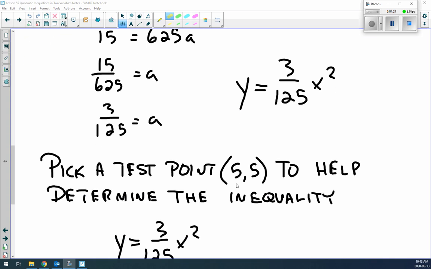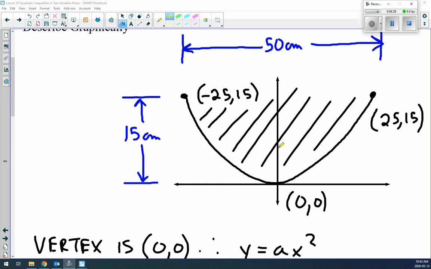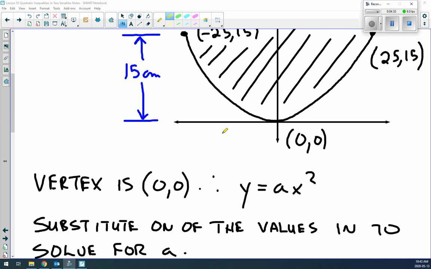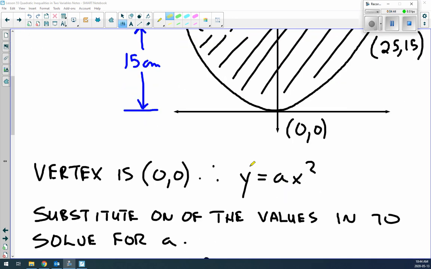Then we pick a test point to help us with the inequality. You could pick anything within here, because this part is shaded because it's the part that picks up the sound. The sound comes in this direction, bounces off here, and comes to a microphone in the center. We don't have it drawn that way. So the sound comes in, bounces to a center microphone, so it's shaded in the middle.